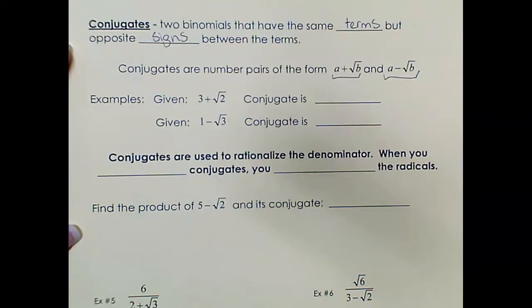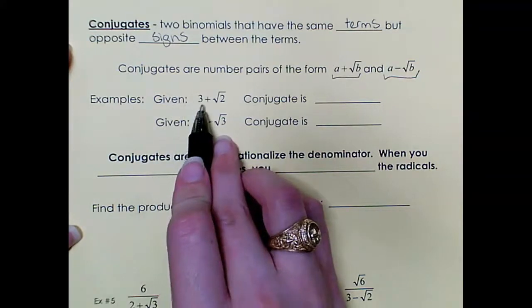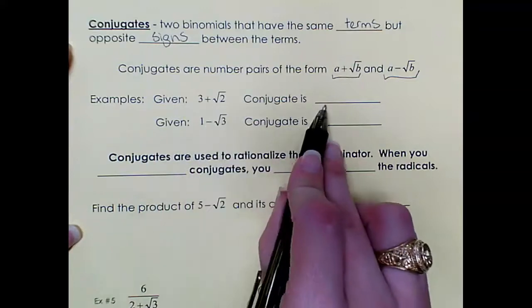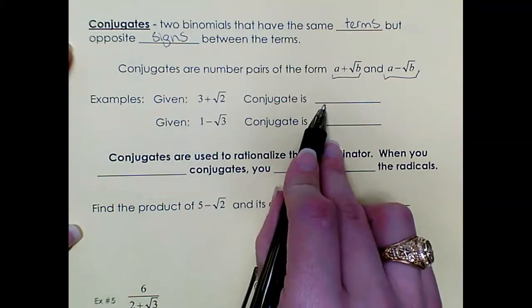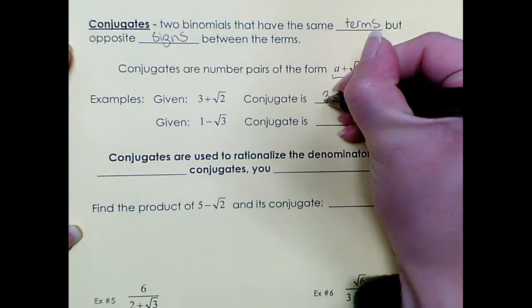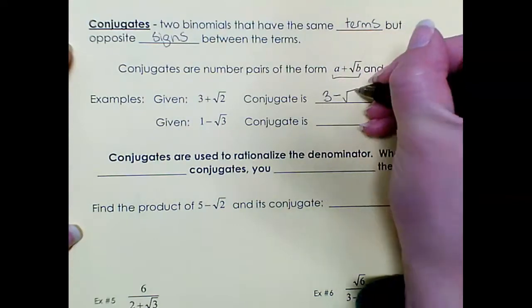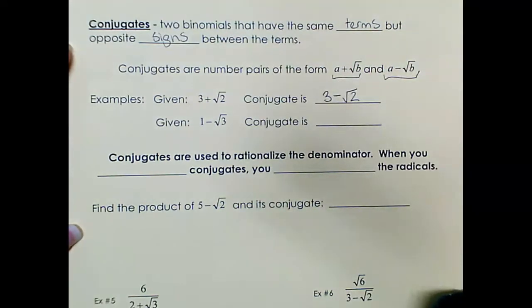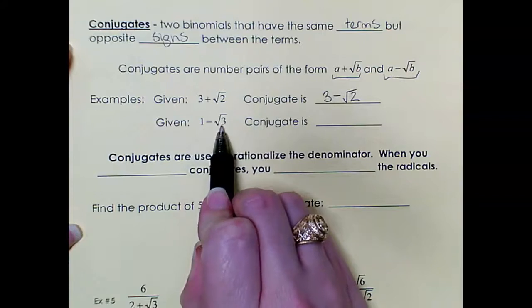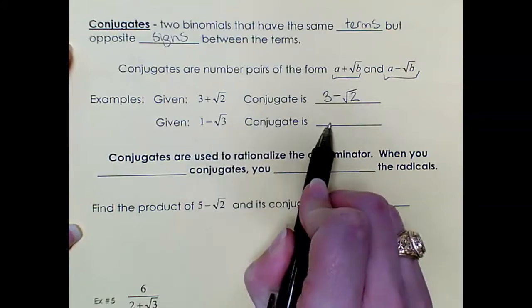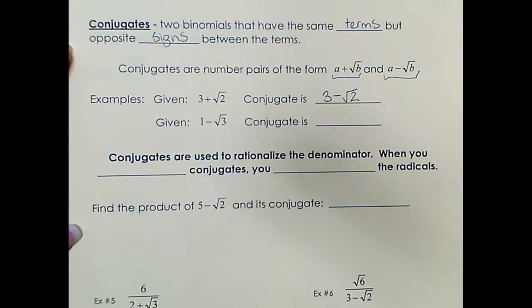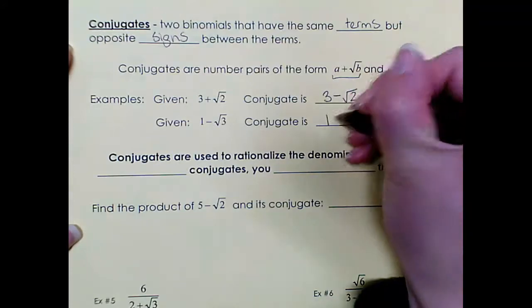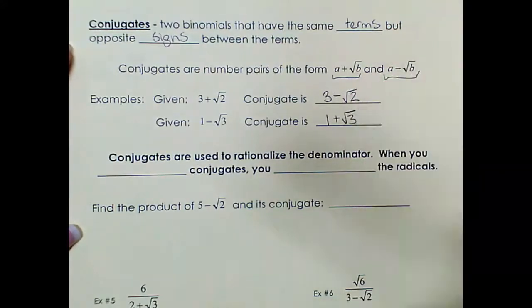So let's do some examples. Let's say I give you 3 plus the square root of 2. What would the conjugate be? Well, it would be 3 minus the square root of 2. Same terms, different sign connecting them. Next one. Let's say I give you 1 minus the square root of 3. What's the conjugate? Well, the conjugate is 1 plus the square root of 3.